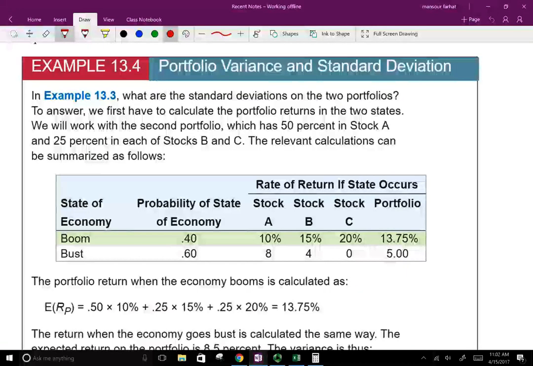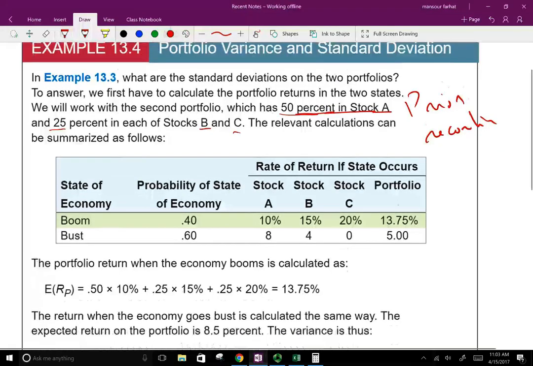Okay, to answer, first we have to calculate the portfolio return in the two states. We will work with the second portfolio. The second portfolio, remember, has 50% in stock A, and this is basically from a prior recording. So look at the prior recording. We invested half of the money in stock A, 25% in stock B, and 25% in stock C. So if you're not sure where these numbers are coming from, by all means, go to the prior session and view this scenario.